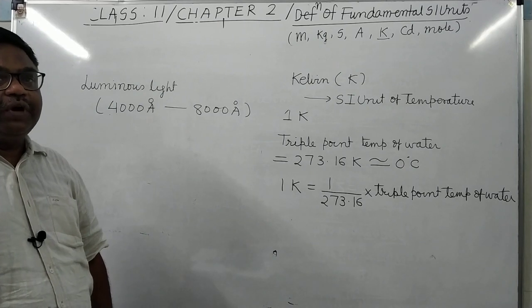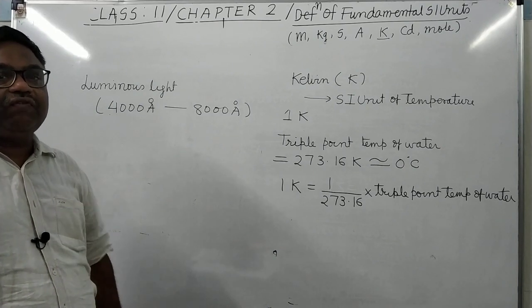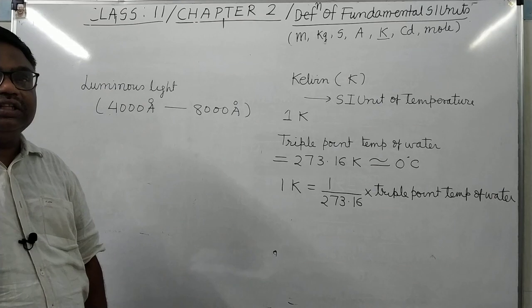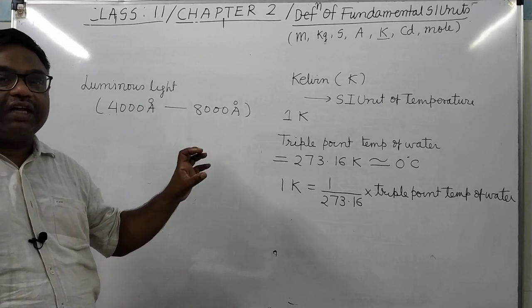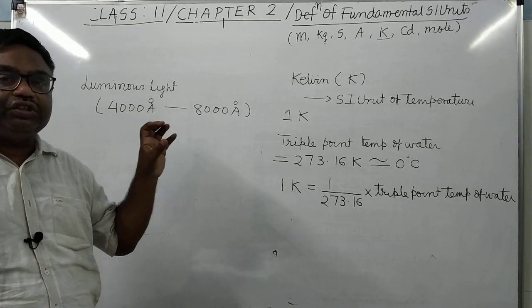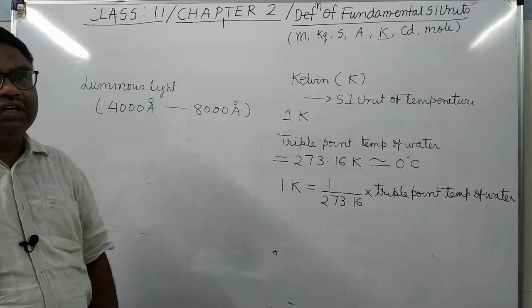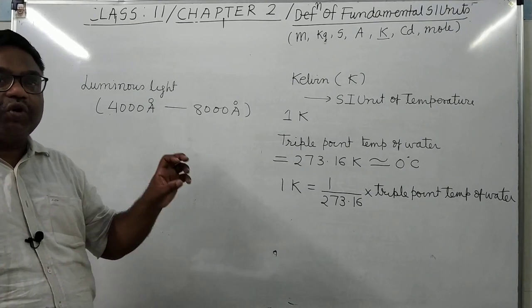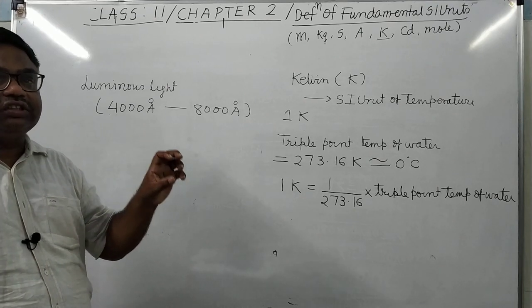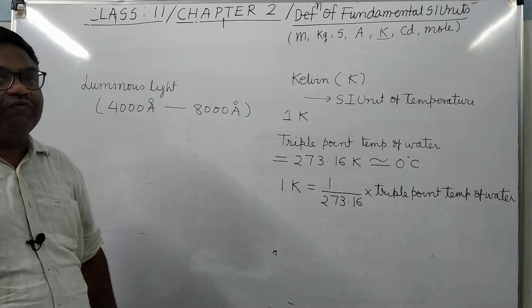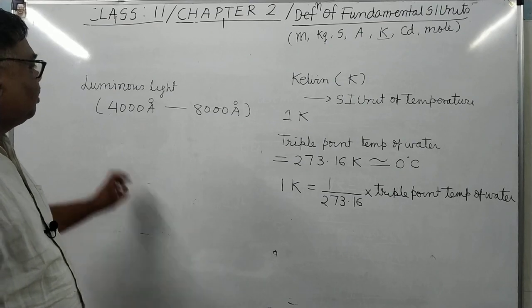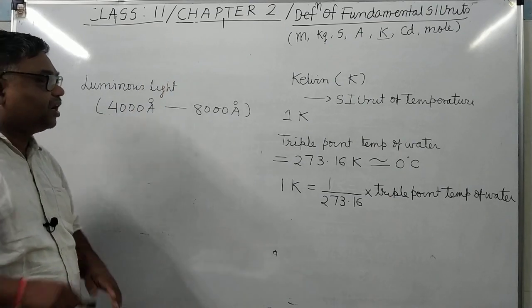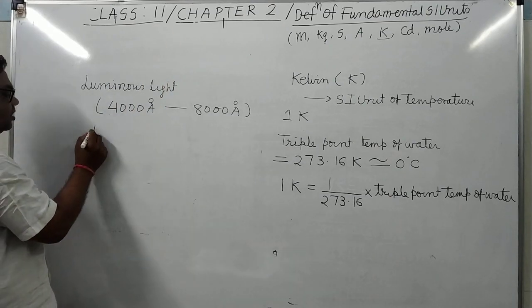It's clear? But here the intensity of a light source means that amount of radiation which causes the sensation of vision. Intensity of any light source means that amount of energy which causes the sensation of vision. So it is described by the term luminous intensity.